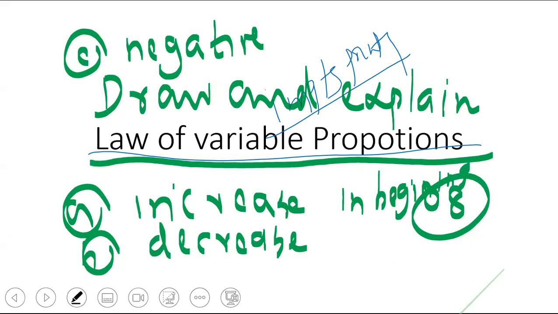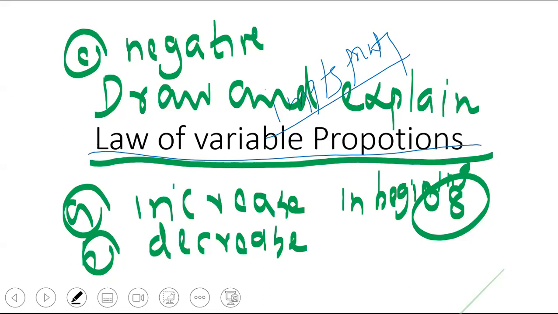Then, this law is based on short-run production function. Some factors are fixed, some are variable. So, which factor is fixed in this law? Land. I want answers from others also. Land is fixed. You are right. Which factor is variable? Labor. Very nice. Labor is variable.